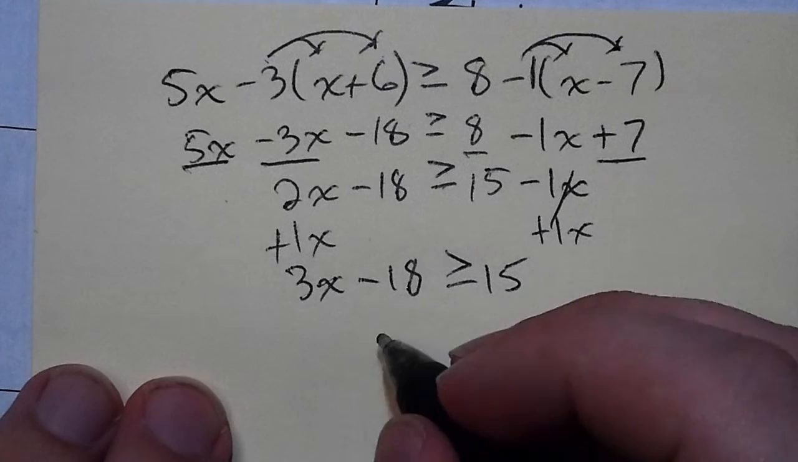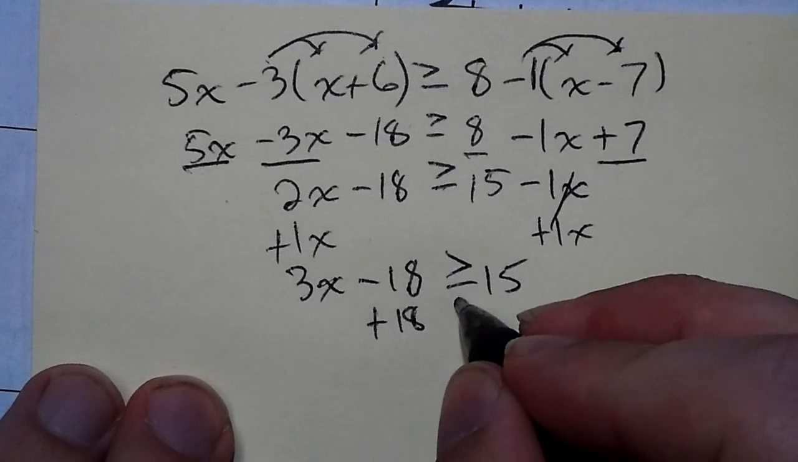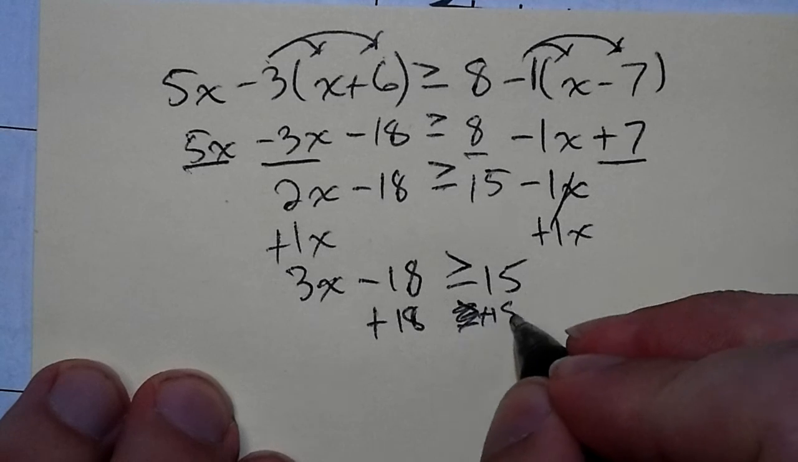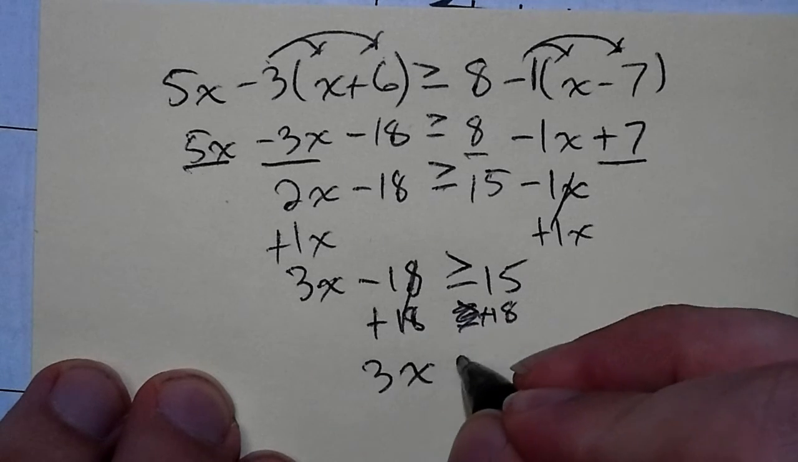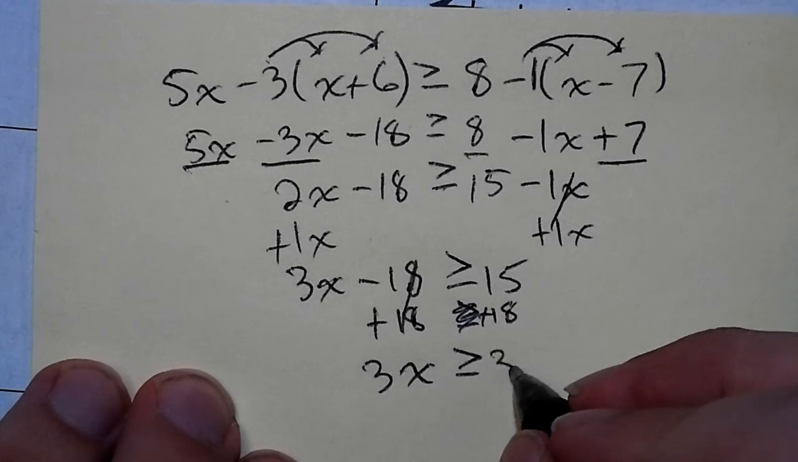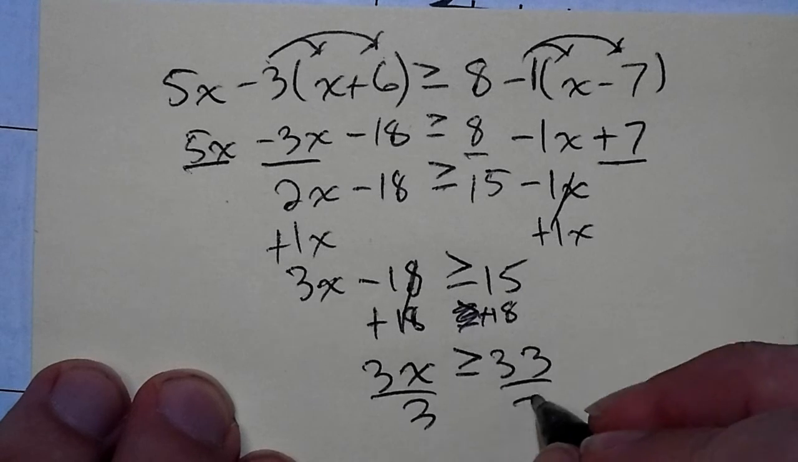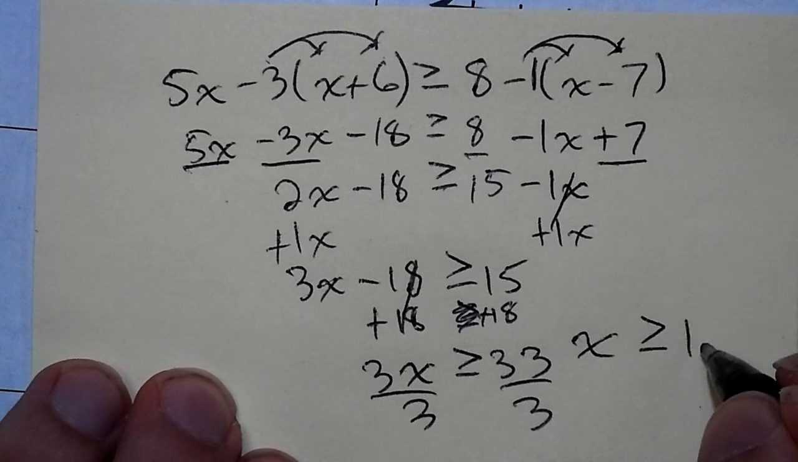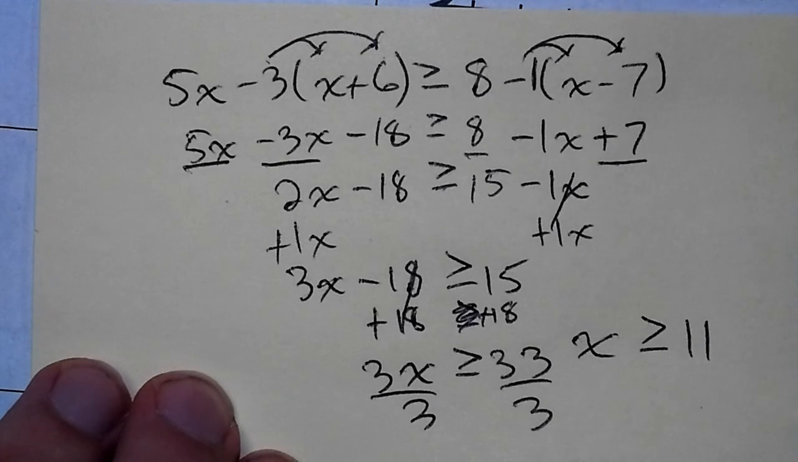And then just finish it out. Add 18. That'll give me 3x is greater than or equal to 33. Divide by 3. And x is greater than or equal to 11. I'll put one more up for you to practice, and then I'll put the answer.